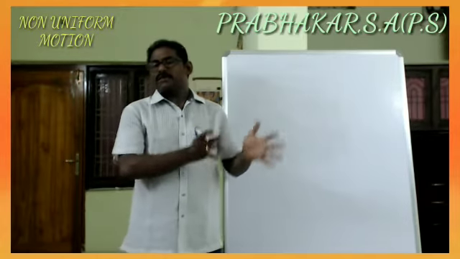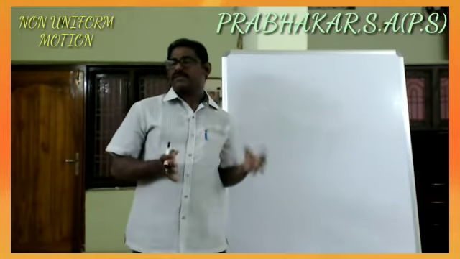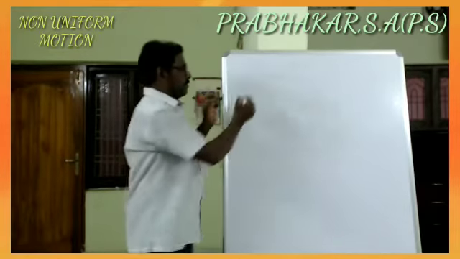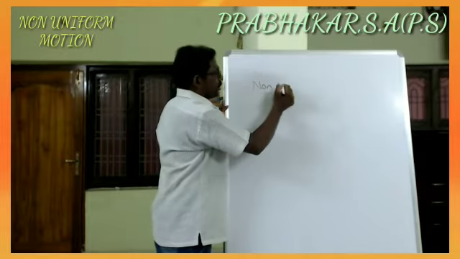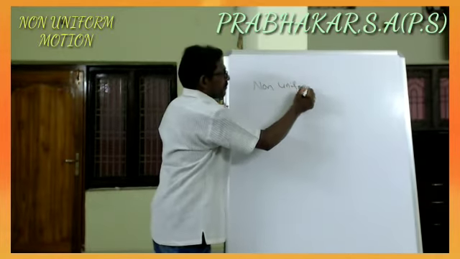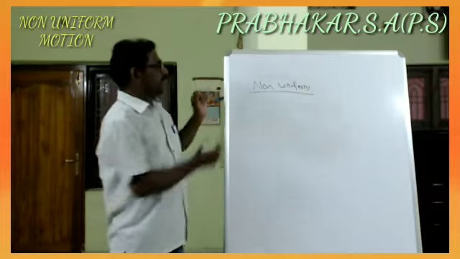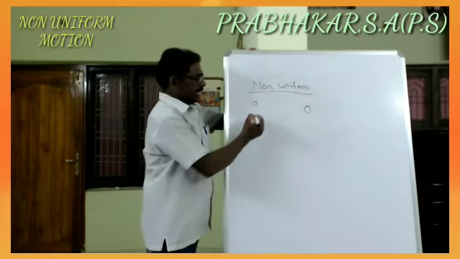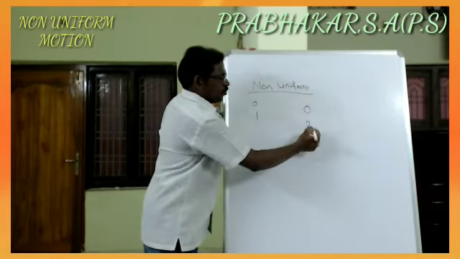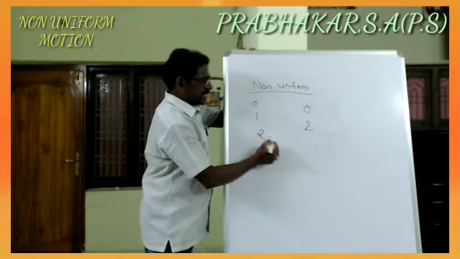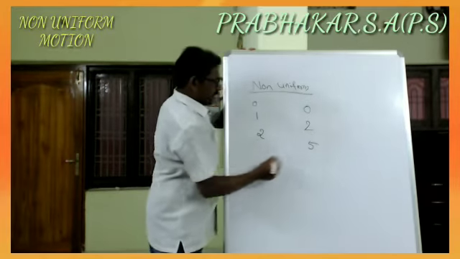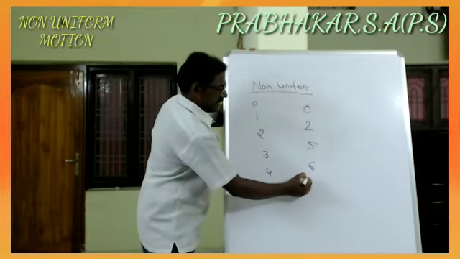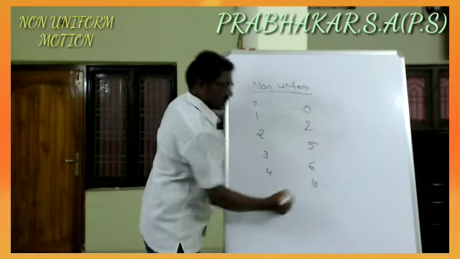If the object covers unequal distances in equal intervals of time, then the object is said to be in non-uniform motion. What is that? Non-uniform motion. అంటే ఏంటంటే ఫర్ ఎగ్జాంపుల్ ఆబ్జెక్ట్ 0 seconds అప్పుడు ఇనిషియల్ గా రెస్ట్ లో ఉంది. In 1 second of time it covers 2 meters of distance. For the next second it covers 5 meters. For the next second, it covers 6 meters. For the next second, it covers 10 meters.